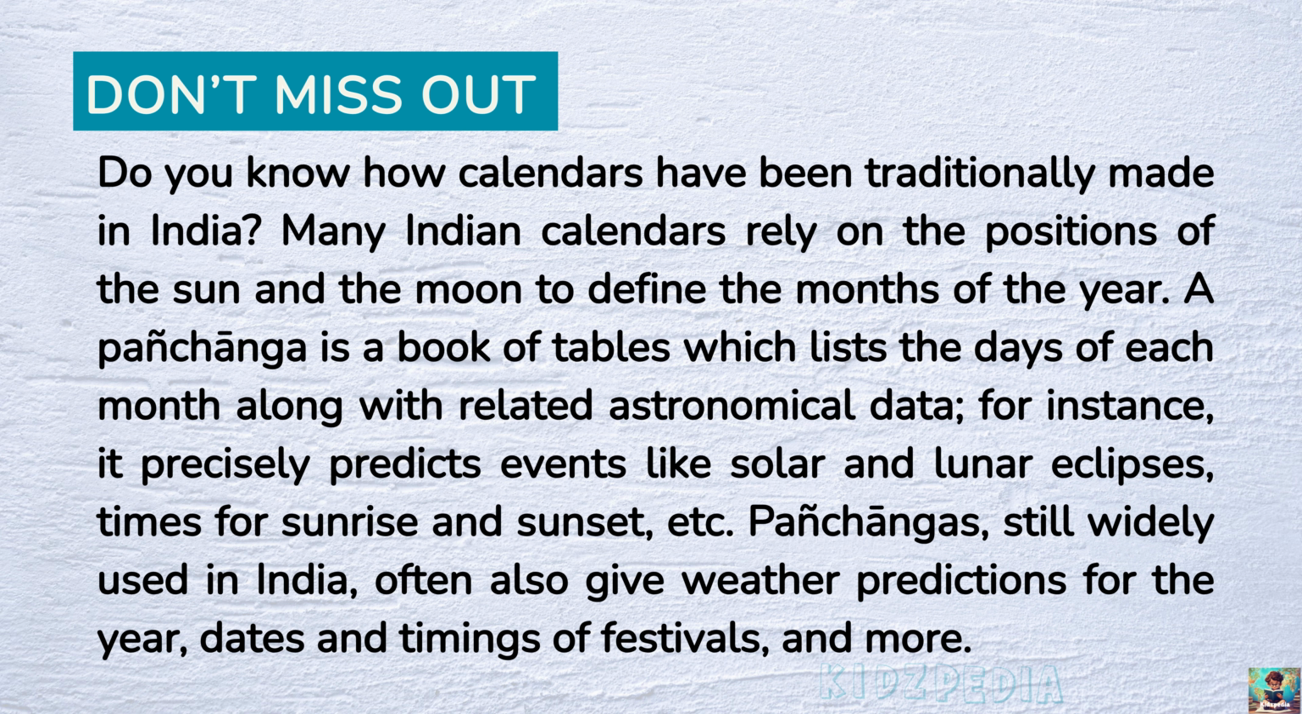So, in India, calendars are often made by looking at the positions of the sun and the moon. A special book called a Panchanga shows the days of each month and gives details like sunrise and sunset times. It also tells about festivals, eclipses, and even weather predictions. People in India still use Panchangas to plan important events.